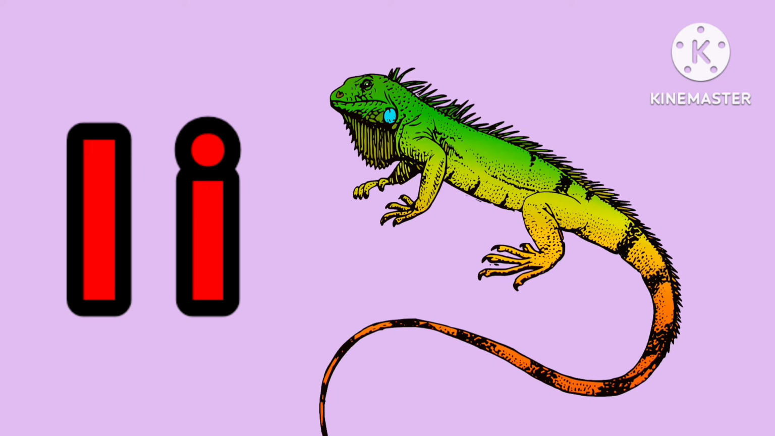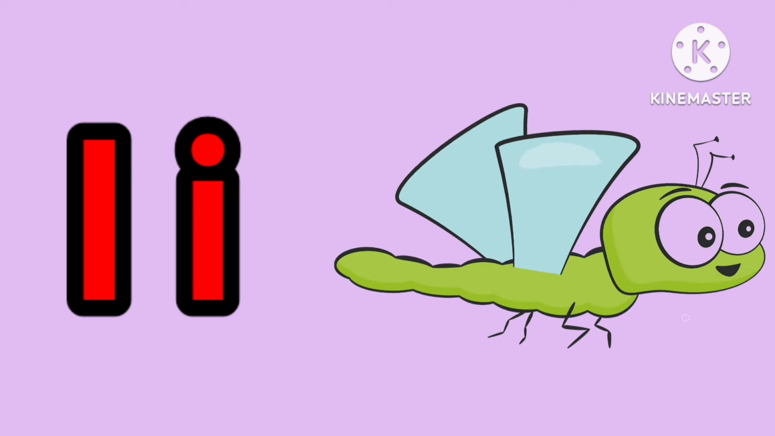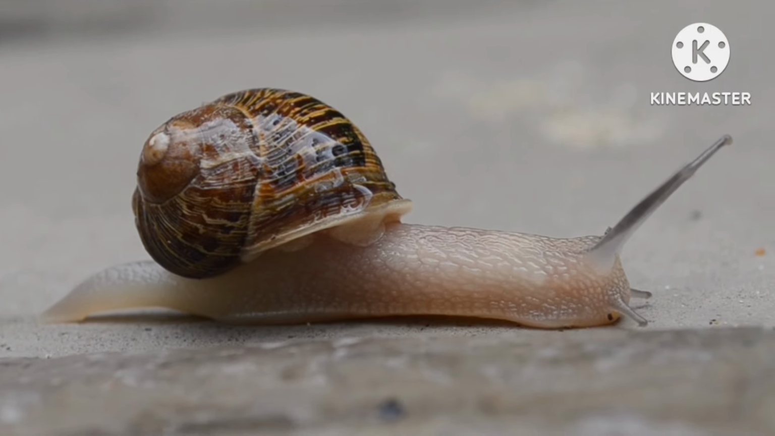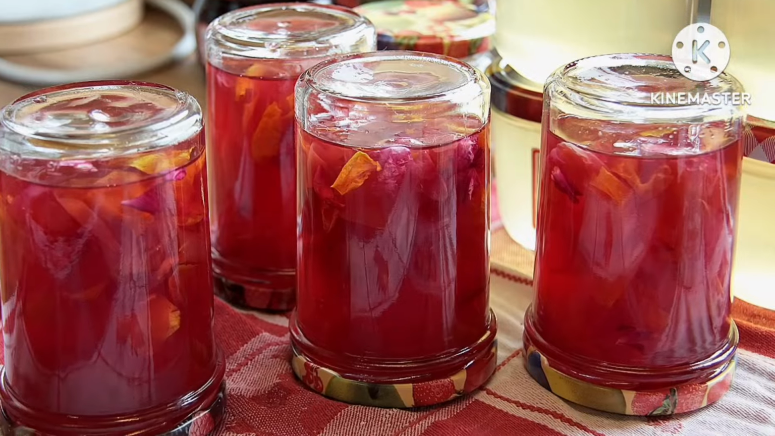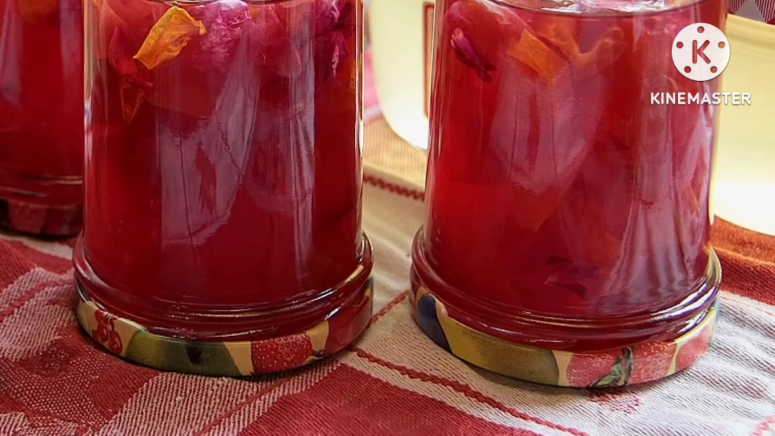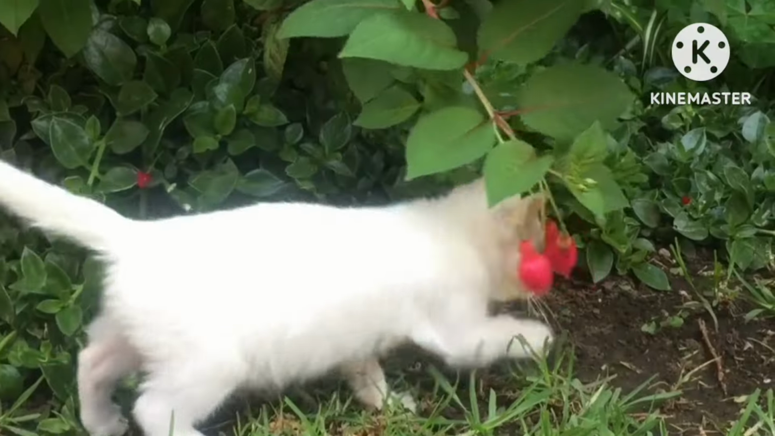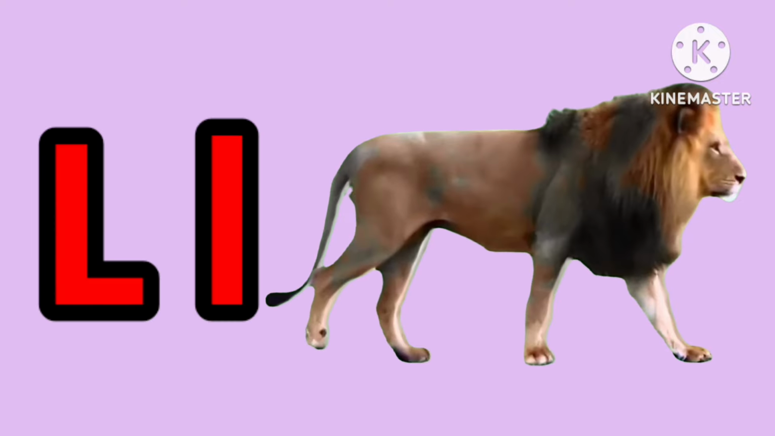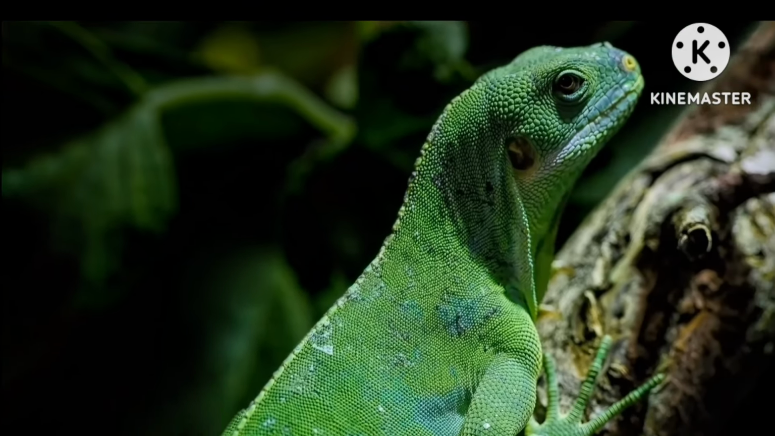I for iguana, I for insects, I. J for jam, J for jelly, ja ja. K for kangaroo, K for kitten, ka ka. L for lion, L for lizard, la la la.